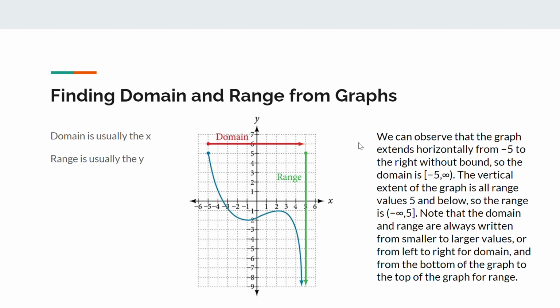We can observe from the graph that it extends horizontally from -5 to the right without bounds. So it's going to keep going until it reaches positive infinity. So the domain is [-5, ∞). The vertical extent of the graph is all range values 5 and below. So the range is (-∞, 5], where you need a bracket because 5 is included. Note that the domain and range are always written from smaller to larger values, from left to right for domain and from bottom to top for range.